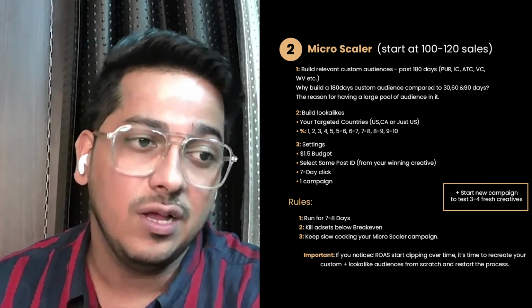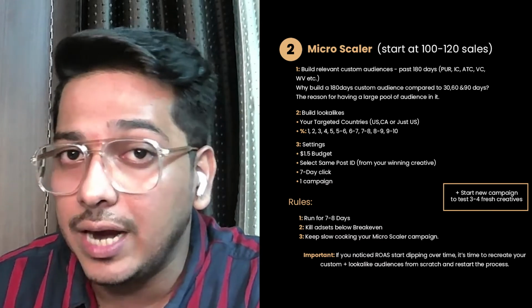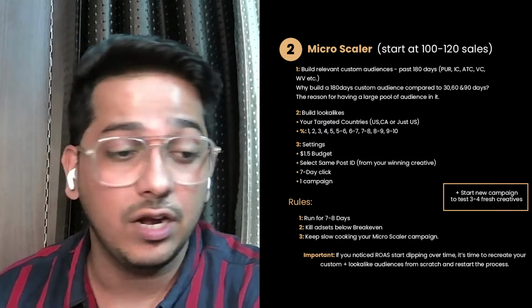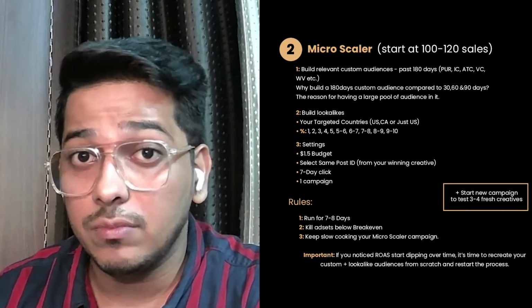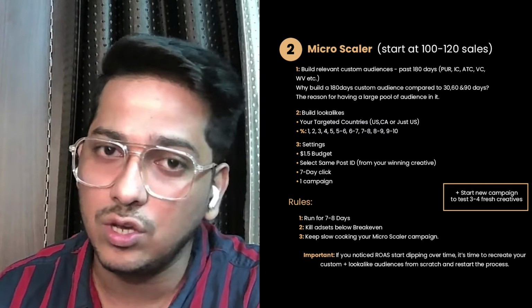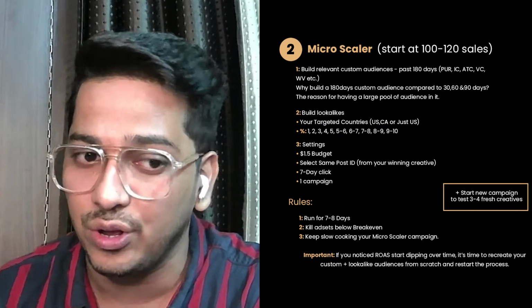Getting my point? Run it for 5 to 7 days and see how many of those ad sets are bringing results for you. As I mentioned, you should be running it for 7 to 8 days. Kill those ad sets that are not reaching your ROAS, and just after that keep slow cooking your micro scaler campaign. This is the micro scaler campaign which I told you.